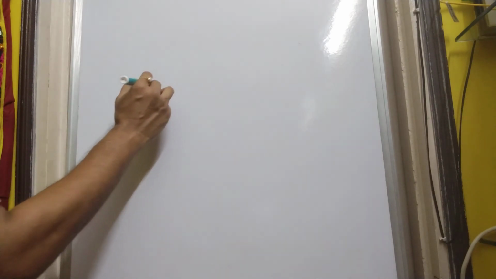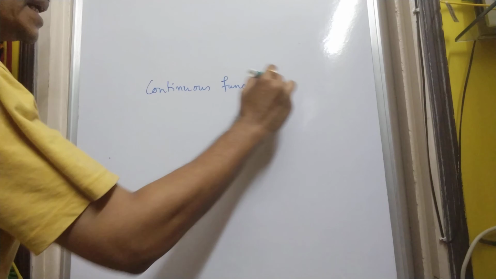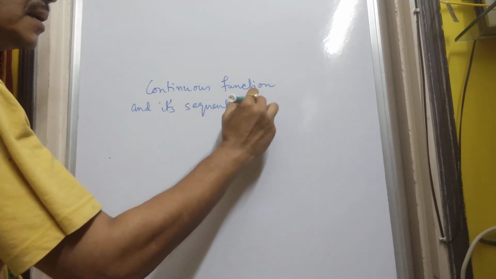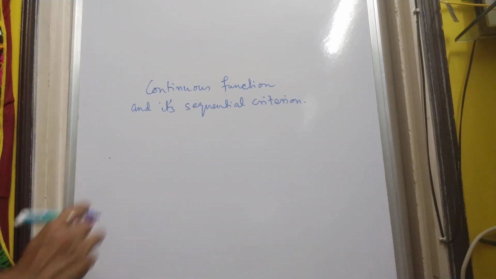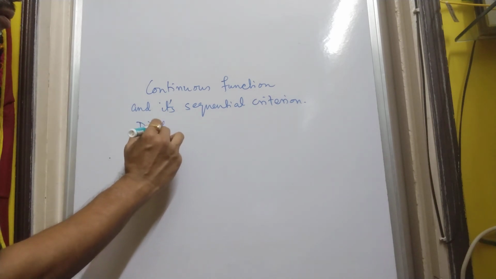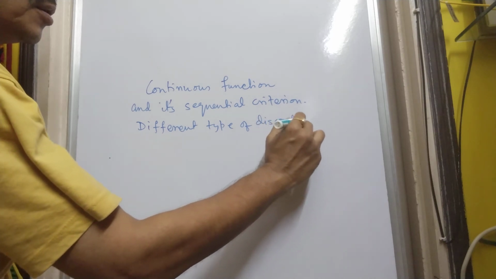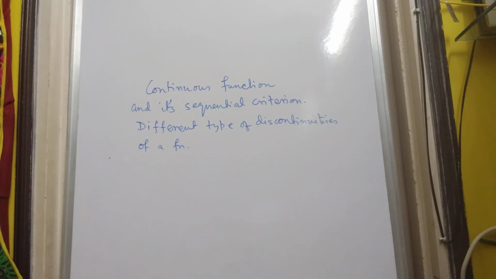Now let us go back to the concept of continuous function and its sequential criteria. I would like to mention here the different types of discontinuity of a function. Let us recapitulate it.